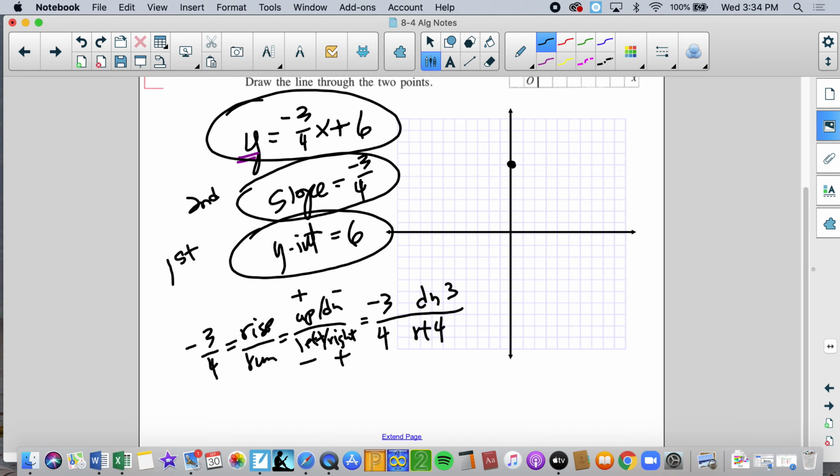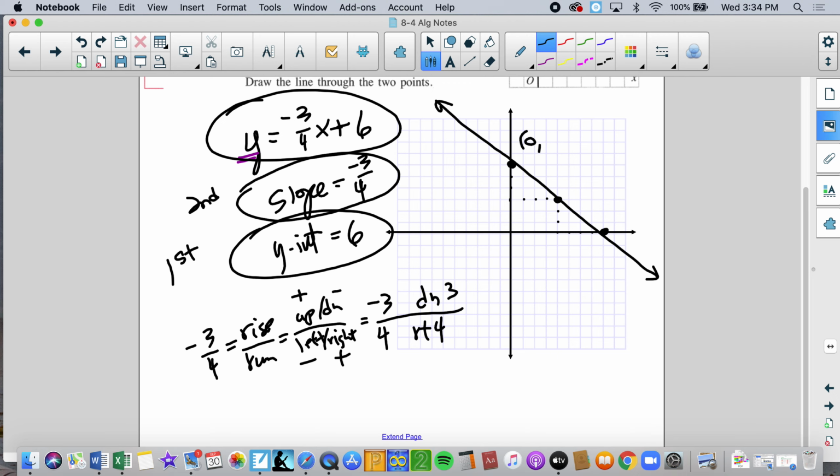All right, so from this intercept, I'm going to go down 3, 1, 2, 3, and right 4, 1, 2, 3, 4. I make a point. Then I can use it again, down 3, 1, 2, 3, right 4, 1, 2, 3, 4. And once I have 3 points, I can connect the dots, and I've been able to graph that line.